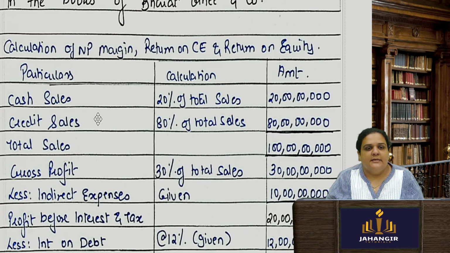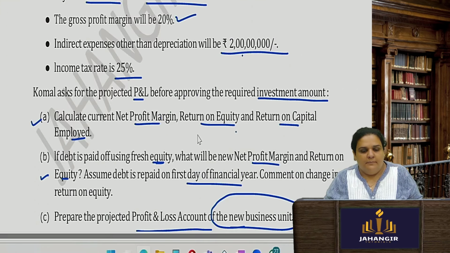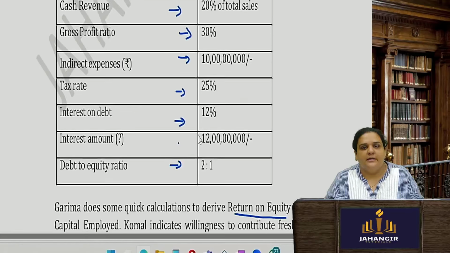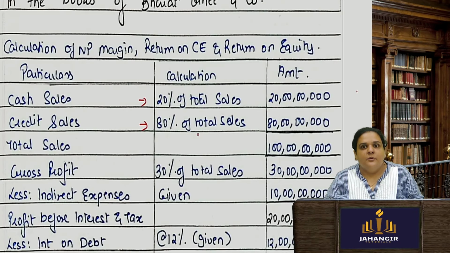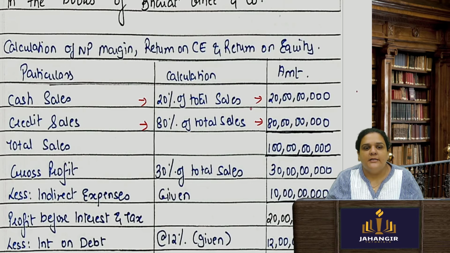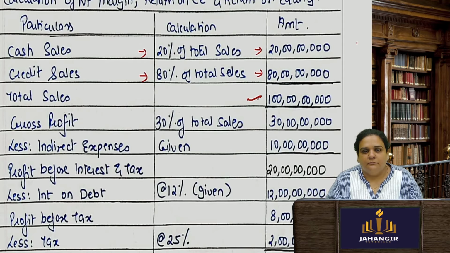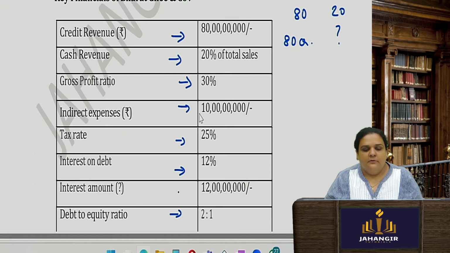Now cash sales and credit sales. They have given me credit sales as 80%. So balance 20% will be the cash sales. We are referring to this table right now. So 80 crores is my credit sales, which is 80%. So 20% will be how much? Obviously 20 crores. So total sales is 100 crores. Gross profit they have given me, it is 30% of my total sales. So simple, 100 CR into 30%, 30 crores. This is done, this is done, this is done.